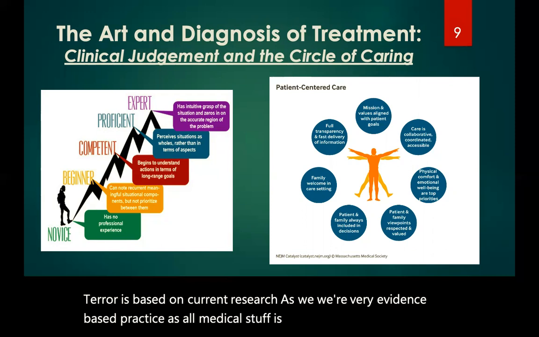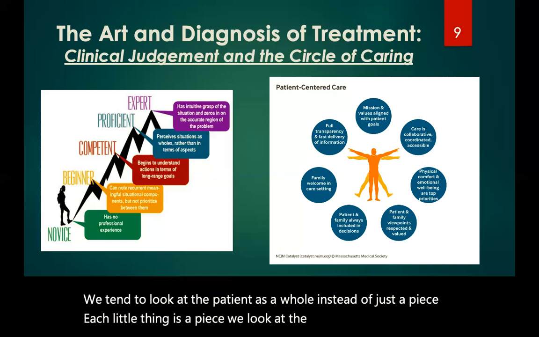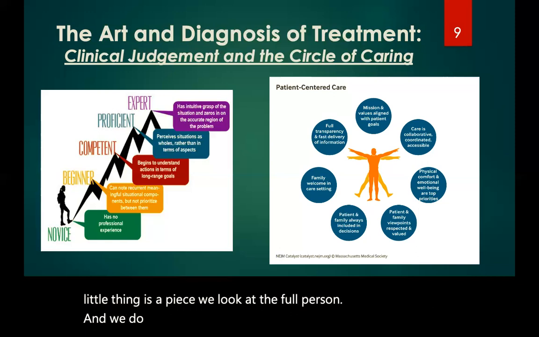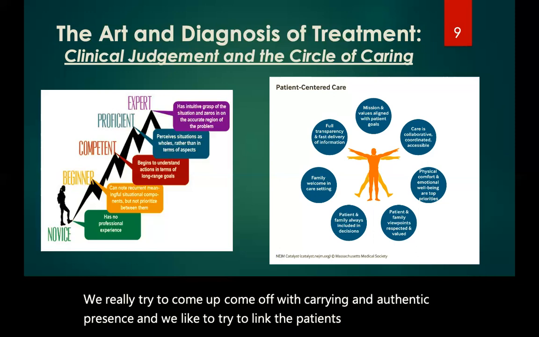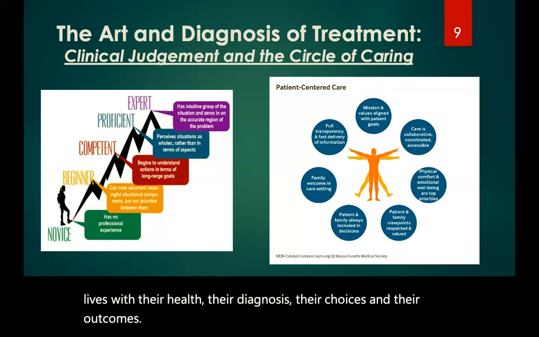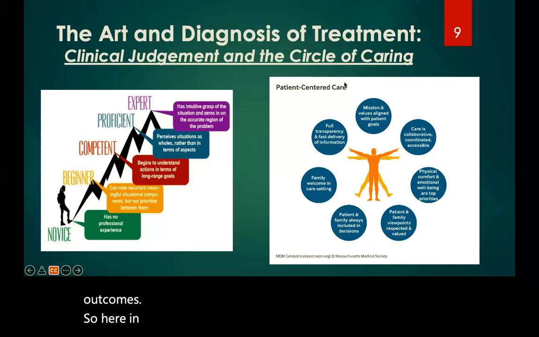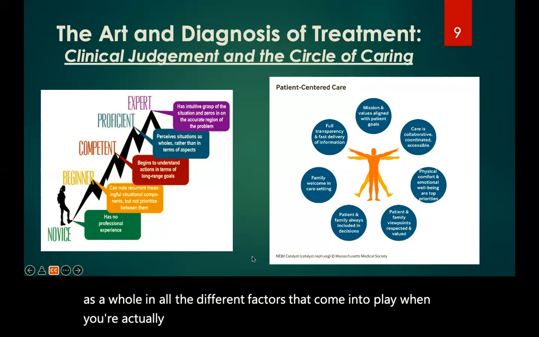As nurse practitioners, we tend to look at the patient as a whole instead of just a piece. Each little thing is a piece. We look at the full person, and we do more than just diagnose and treat. We really try to come off with caring and authentic presence, and we like to link the patient's experience in their lives with their health, their diagnosis, their choices, and their outcomes. So here in patient-centered care, this is looking at the patient as a whole, and all the different factors that come into play when you're really focusing on patient-centered care.